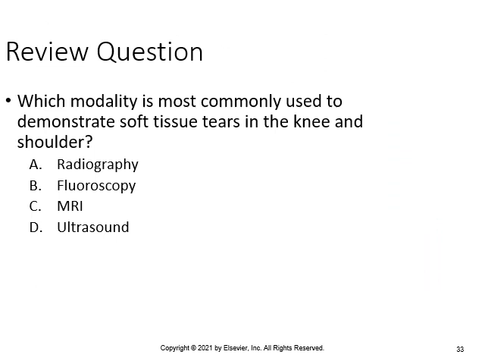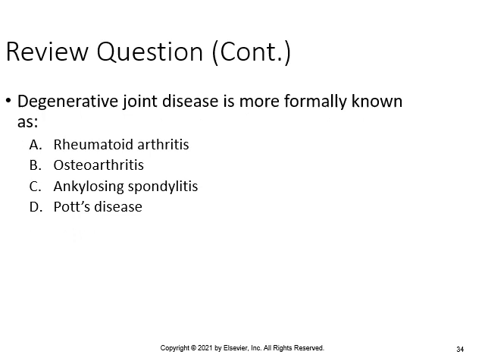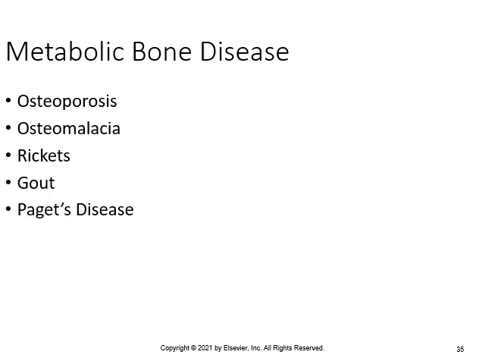Okay, review question. Which modality is most commonly used to demonstrate soft tissue tears in the knee and shoulder? While we do use ultrasound, MRI is probably more readily available and unfortunately more expensive, but our answer should be C, MRI. Degenerative joint disease is more formally known as osteoarthritis. This is our common degenerative joint disease that we'll see in a number of our older patients. And this one is unique because it has that spurring and lipping and is from overuse of the joints. It usually affects those weight-bearing joints first.